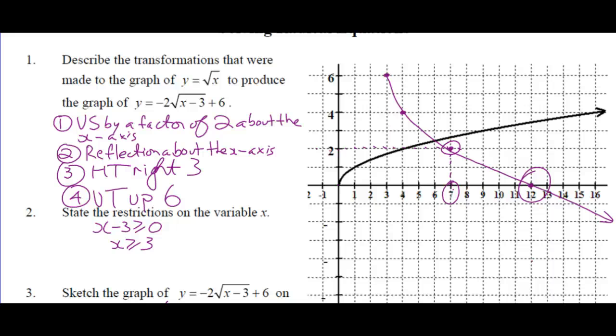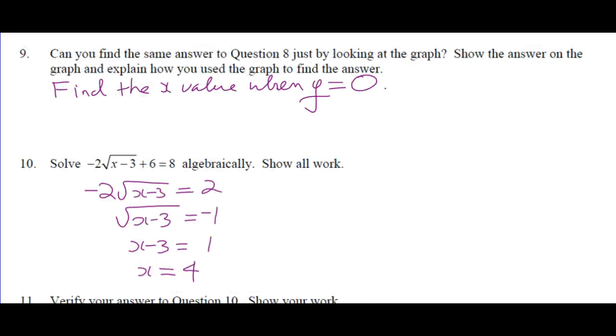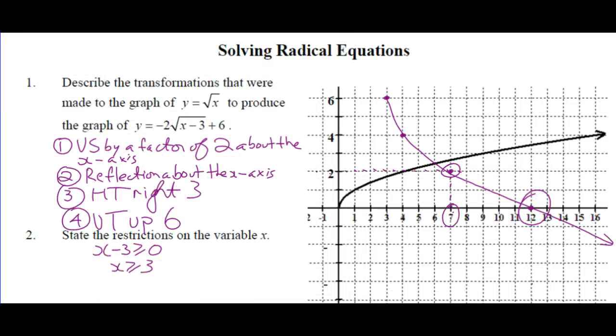We can't have that plus 6. That's not in the original, or the plus 8. Okay, wait a sec. What was it? Oh, yeah, plus 6 equals 8. We would have to look for where y is equal to 8, which is up here. Right? But the graph doesn't go there. So you can't solve that, right?